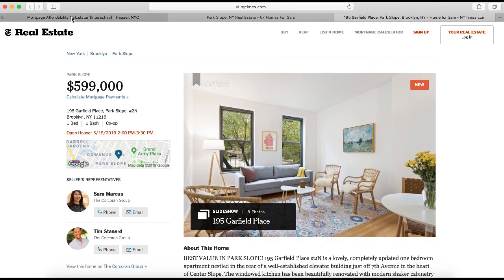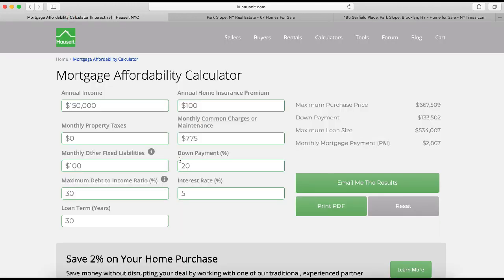Now, if we were to look at another listing and we were to say that let's say the maintenance was $1,500 instead for this same property, you can see that our maximum purchase price is now below the asking price. So we have to figure out a way to make this work.